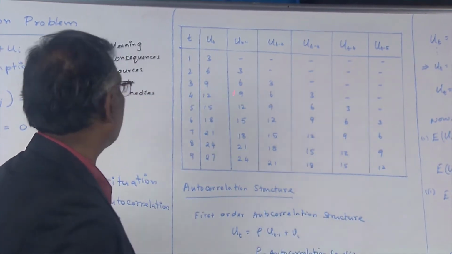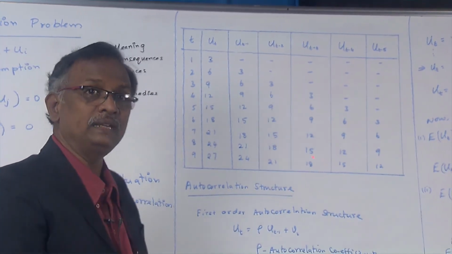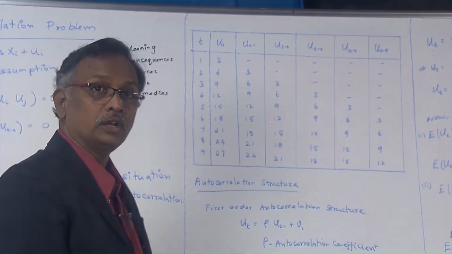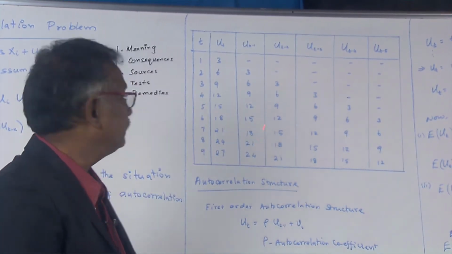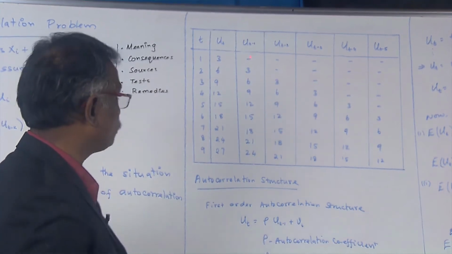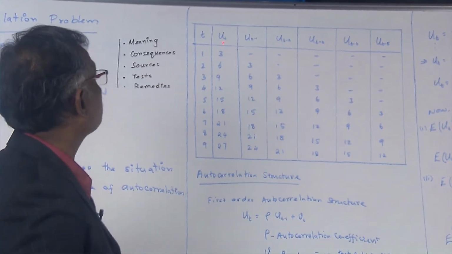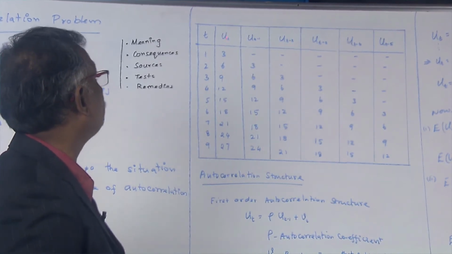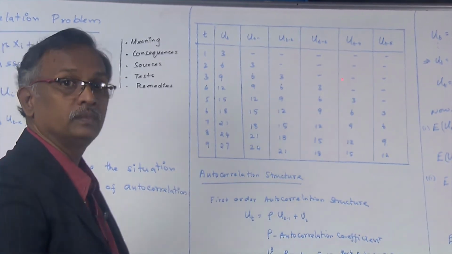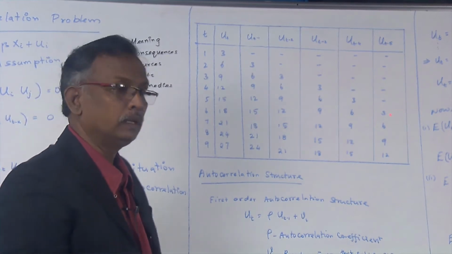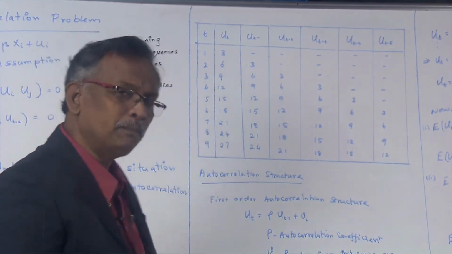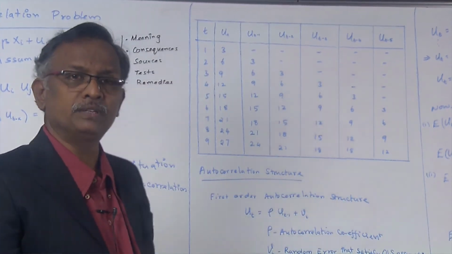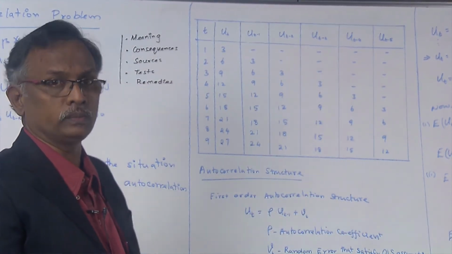Now the correlation is in fact defined within these variables. You may define the correlation between u_t and u_{t-1}. You may define the correlation between u_t and u_{t-2}. You may define the correlation between u_t and u_{t-3}, like that. It may go on. We are going to take the simplest of the autocorrelation structures, that is, the autocorrelation between u_t and u_{t-1} alone.